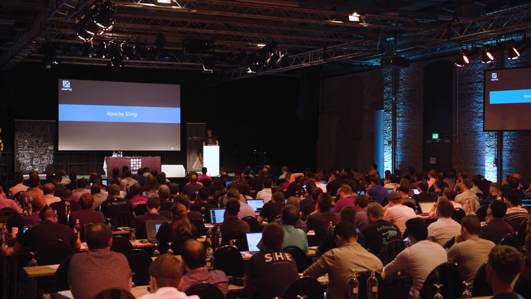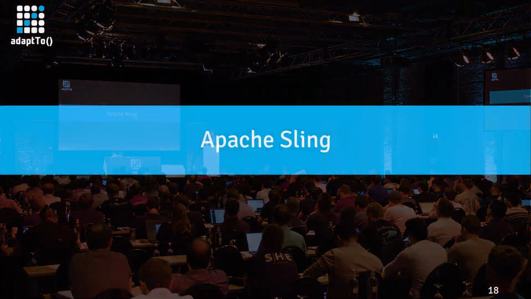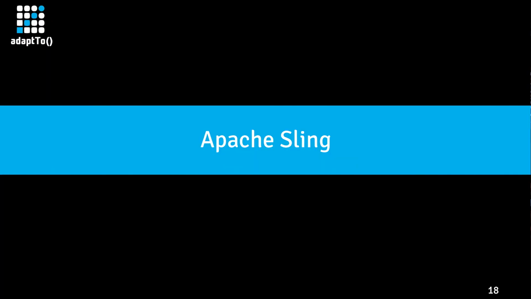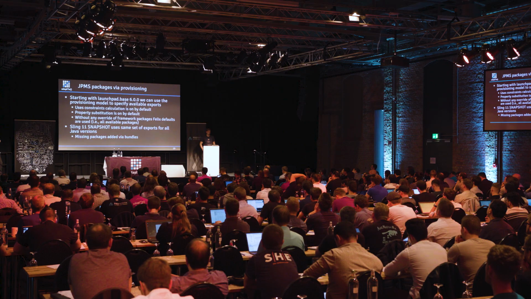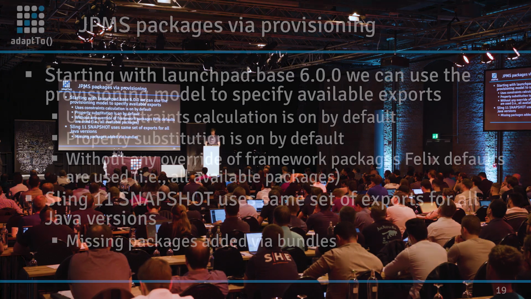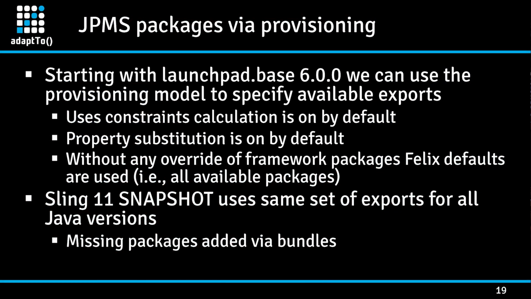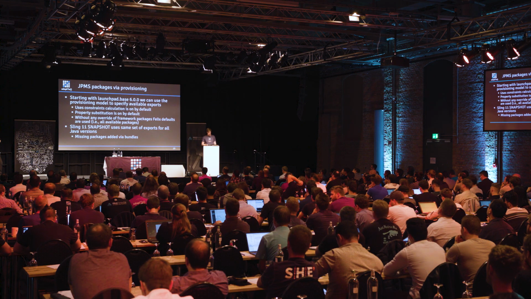So starting with the latest snapshot of Sling 11, I started to use this stuff. So basically, well, we have users constraint calculation on by default, and we have property substitution on by default. That's what you get from the Launchpad base.